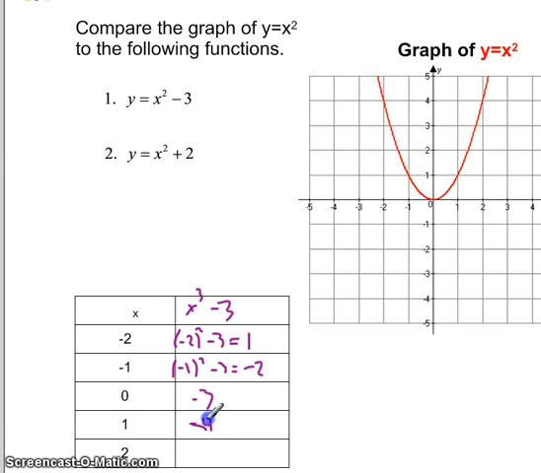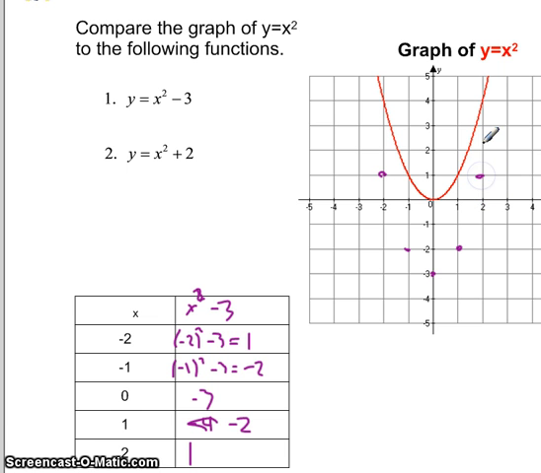1 squared minus 3 is -2. And then 2 squared is 4. Then minus 3 is 1. So plotting these 5 ordered pairs, -2, 1, -1, -2, 0, -3, 1, -2, and then 2, 1.